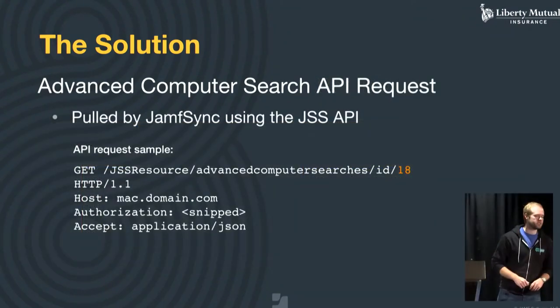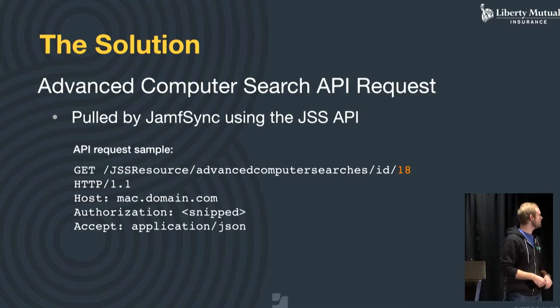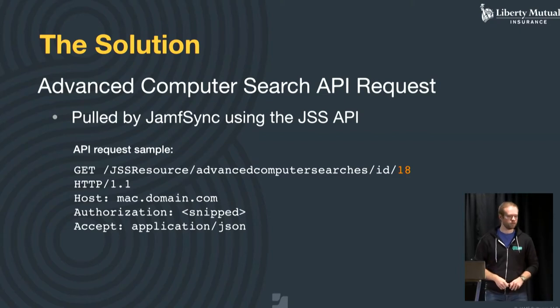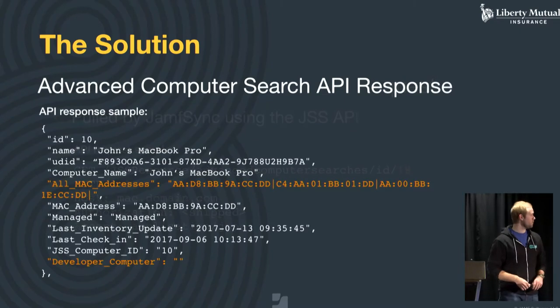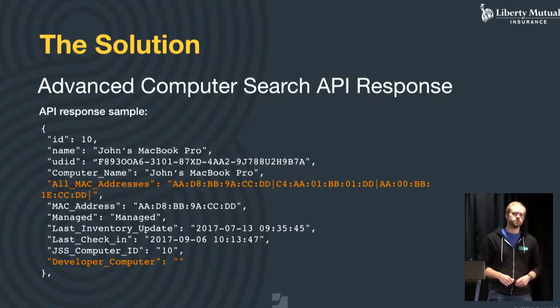So this is a sample of the API request that we use to pull that advanced computer search. Very, very simple. Just basically say to the JSS, give me this advanced computer search, the ID is 18, and you put your authorization header in there. It's a pretty straightforward API call. This is a sample of what the results look like. So this is one result that was taken out for a single device, just so you can get an idea. It's all JSON, so it's really easy to work with. But you can see our all MAC address attribute and then our developer computer attribute.